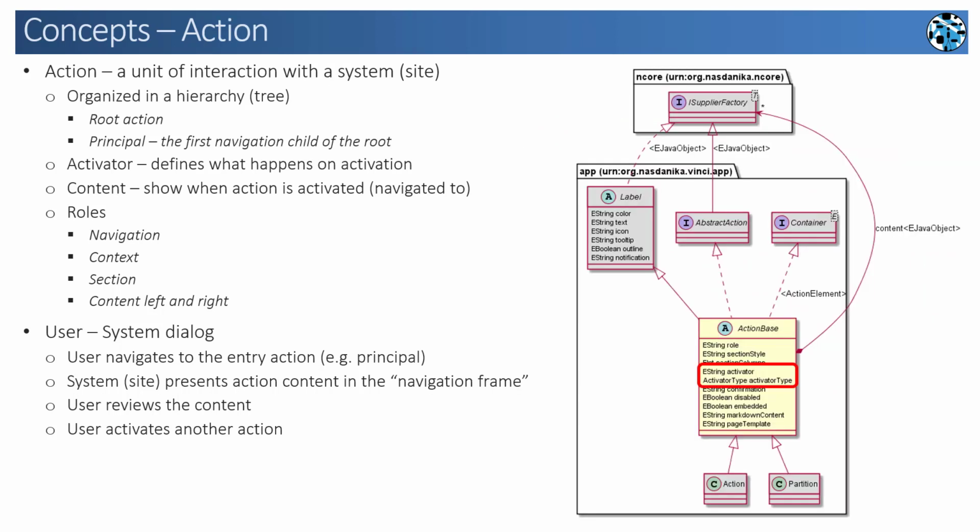Actions have activator and activator type attributes. These attributes define what happens when the user clicks on the action link. In this guide we will use reference activator type. Actions may have content. The content is displayed in the content panel when the action is activated. Actions can be in different roles. Action role defines placement of the action link or action content on the page.